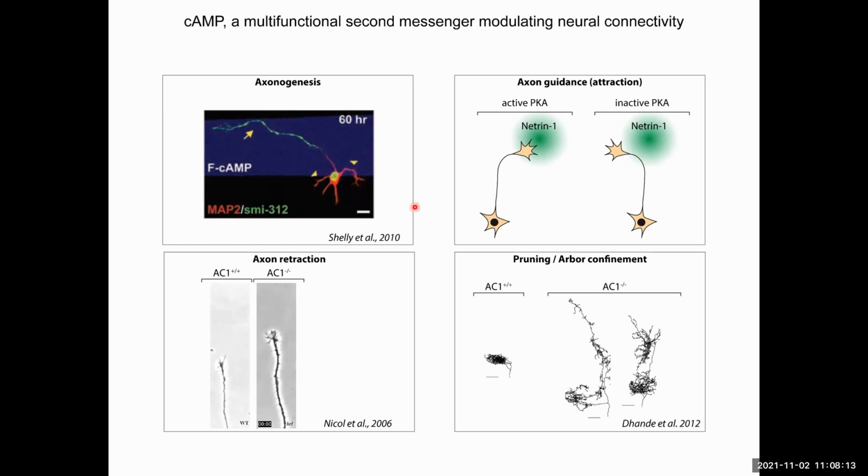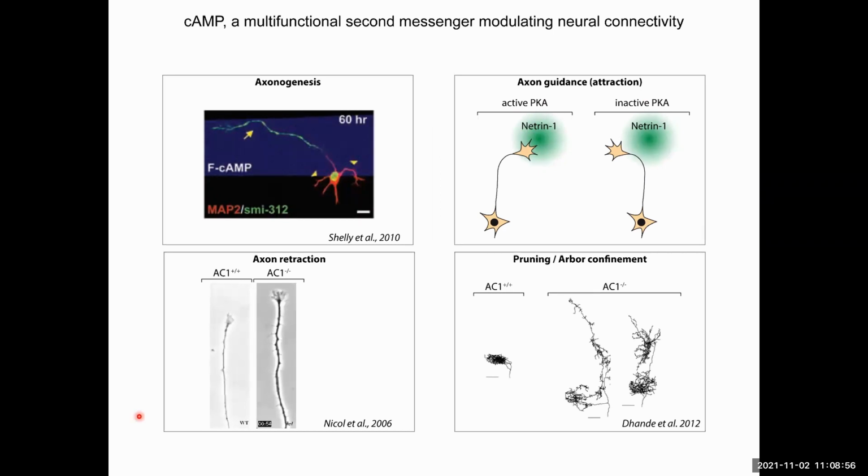Later on during development, cyclic AMP is important for attraction and axon guidance. The activity of PKA, one of the downstream effectors of cyclic AMP, is required for the attraction by netrin 1. So a netrin 1 gradient is able to attract developing spinal axons if PKA is active, but if the guidance molecule is a repellent, PKA is inactive.